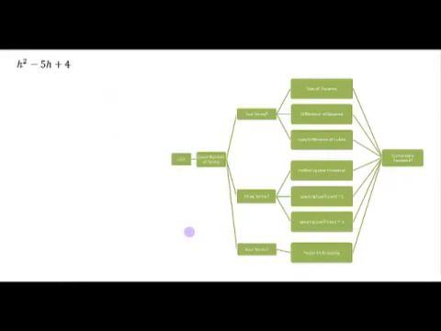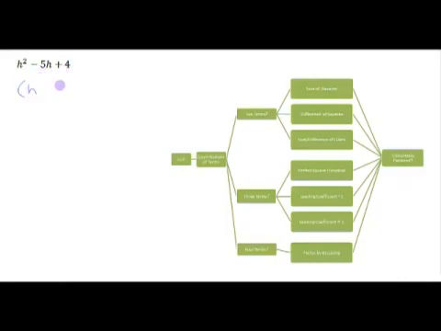h squared minus 5h plus 4. First, checking for a greatest common factor. We don't have one here, so we count the number of terms. We have 3 terms. Is it a perfect square trinomial? It could be because we have an h squared and a positive 4, but remember our middle term will always need to be an even number. So it's not a perfect square trinomial, but the leading coefficient is 1. So what we need to do is find factors of 4 that add up to be negative 5.